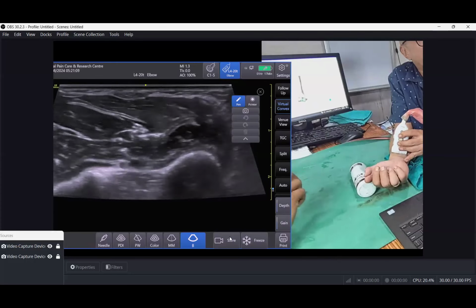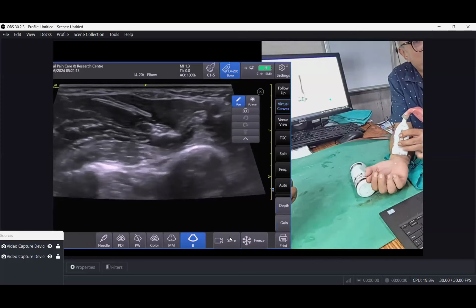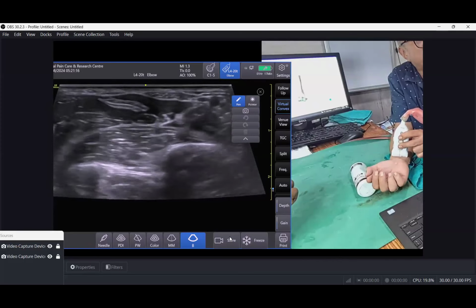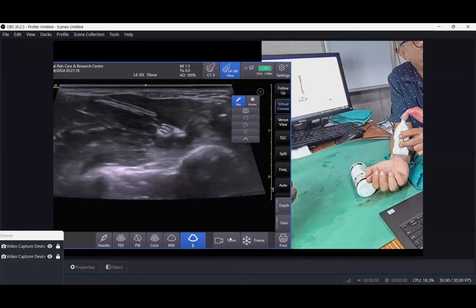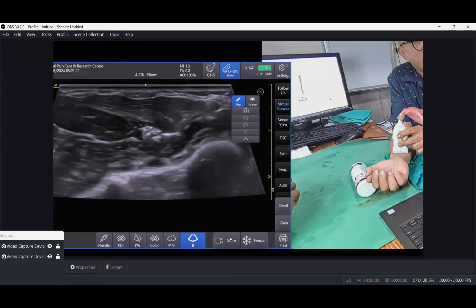It was between the flexor digitorum superficialis and profundus. But if I move my probe towards the finger, look how it comes up. Can you appreciate? The nerve is coming up. The honeycomb-like structure in the center is the median nerve. Can you appreciate this?